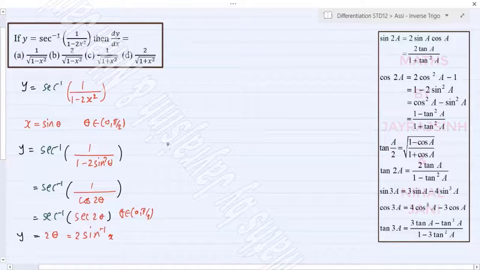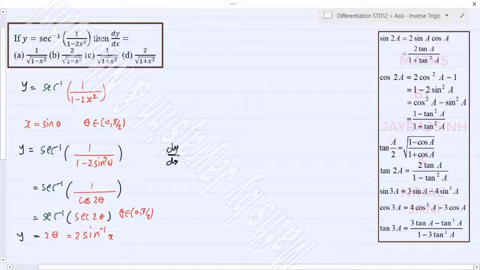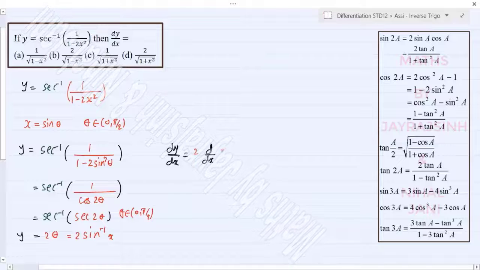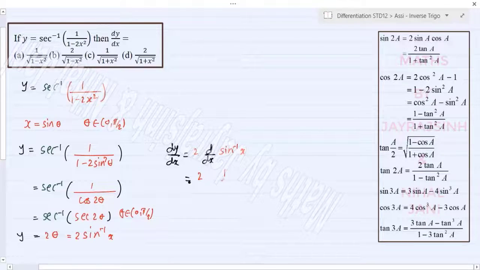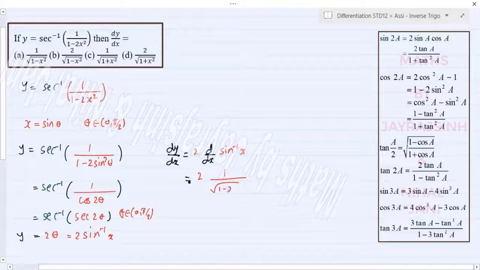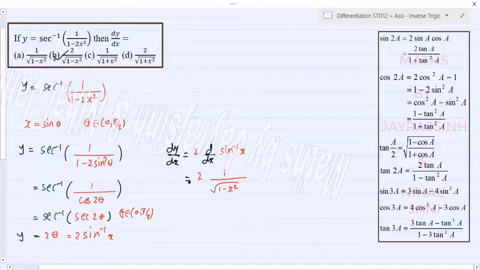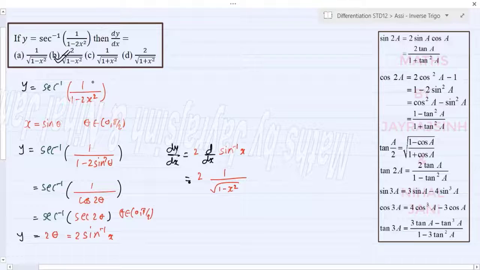But we need dy by dx, so we just have to differentiate sine inverse x. So here we'll get 2 times the differentiation of sine inverse x, which is 1 upon under root of 1 minus x square, which is your option B. Ta-da!